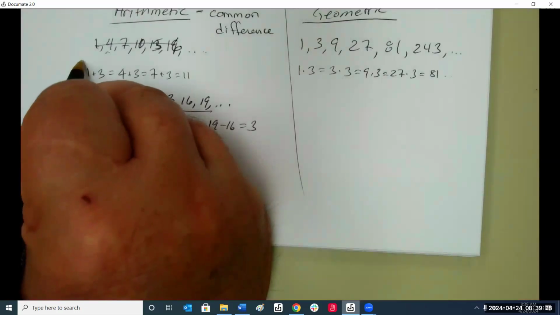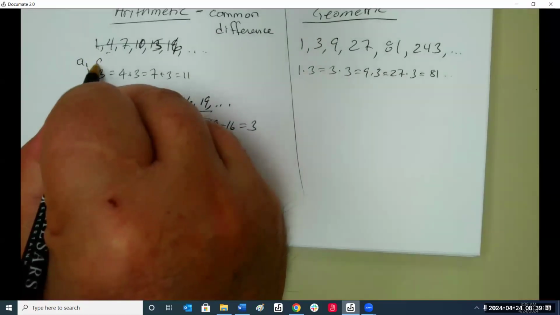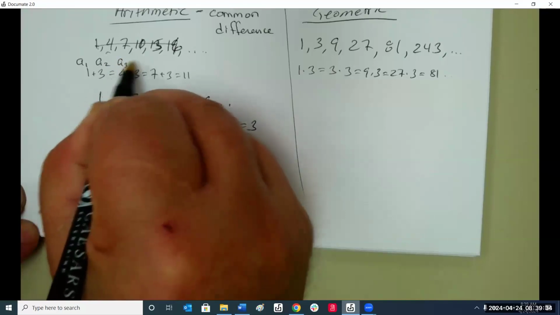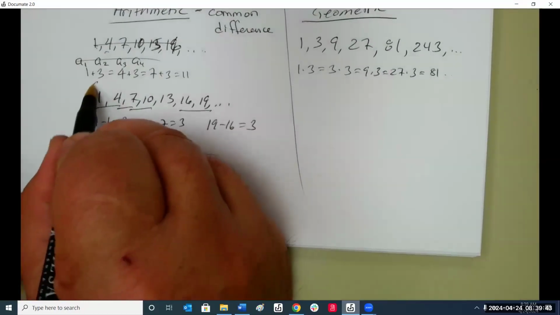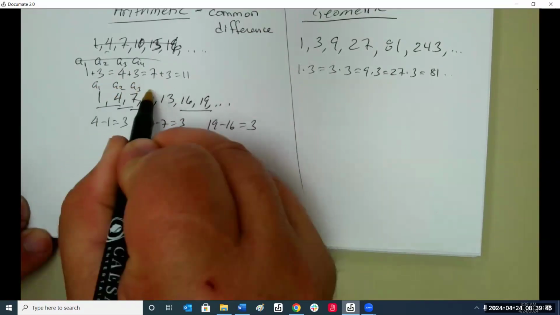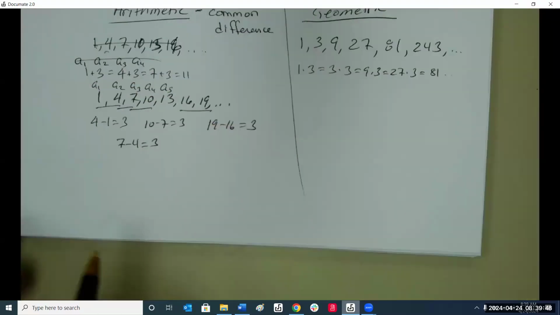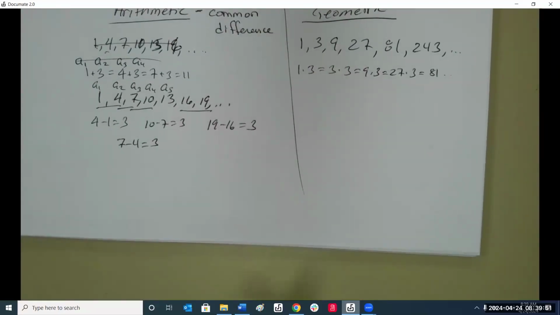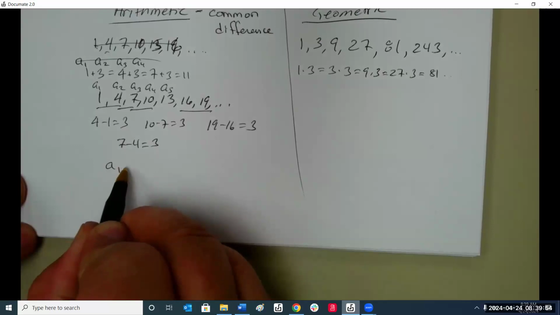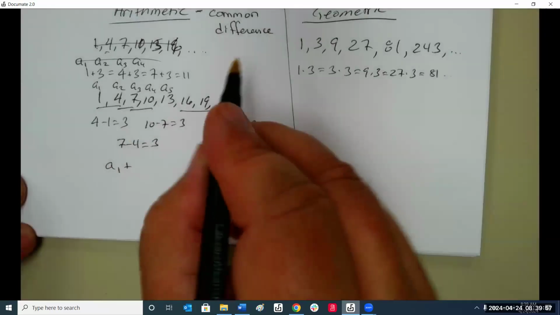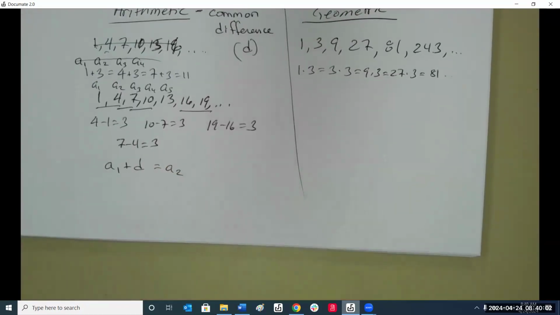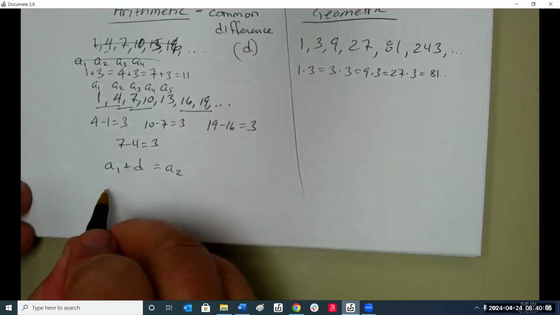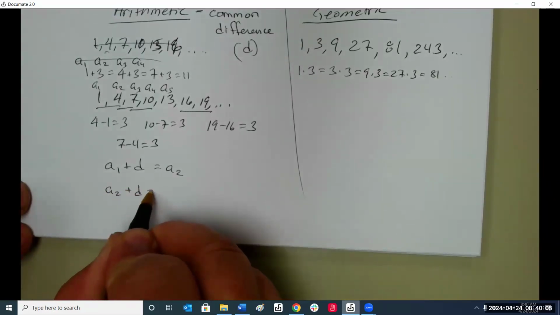So in this first one, we call it a sub 1, a sub 2, a sub 3, a sub 4, and so on and so forth. The subscripts tell us which one it belongs to. So the first one, we add the common difference, we'll call it d, and we get the second one. We add the common difference again, we get the third.